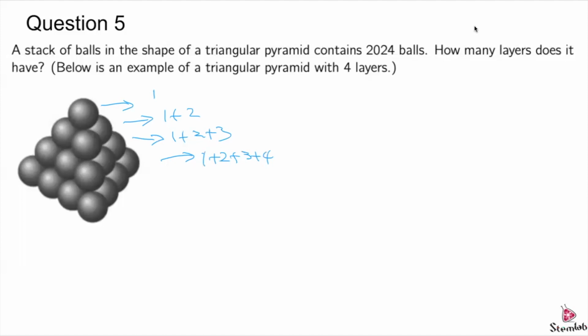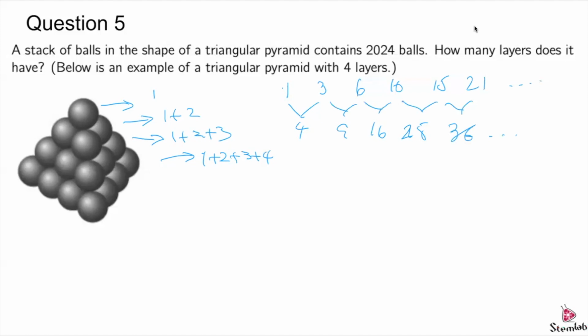Notice that for each layer, the first few at least are 1, 3, 6, 10, 15, 21, and so on. Notice that each adjacent pair actually sums to a perfect square, meaning we get 4, 9, 16, 25, 36, and so on.